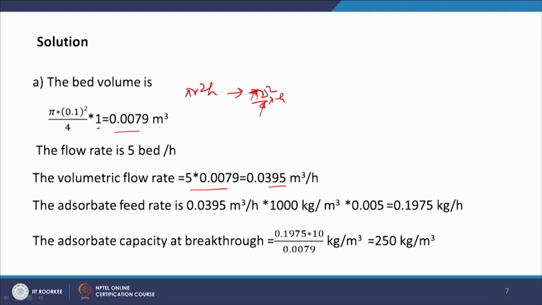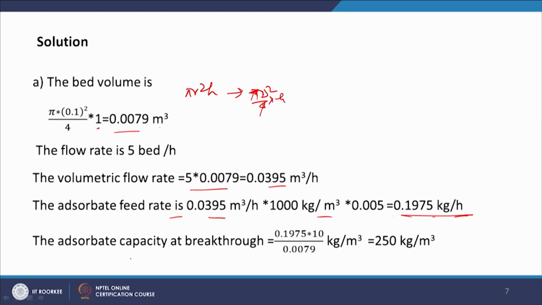What is our flow rate? We are getting that in volume, then we will convert it into mass. So, 1000 kg per meter cube is given, and it is given that 0.5% solid is present. So, this is the total mass of the influent. So, adsorbate feed will be this into 0.5%, that is multiplied by 0.005. So, we are getting 0.1975 kg per hour. So, this much adsorbate is passing through the adsorbent bed and being captured by the adsorbent.